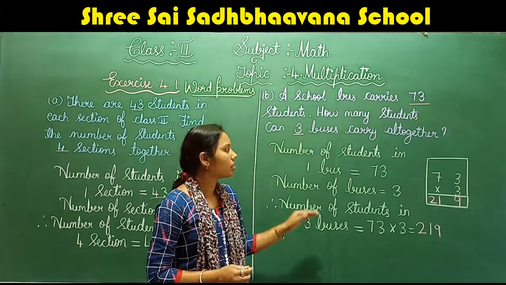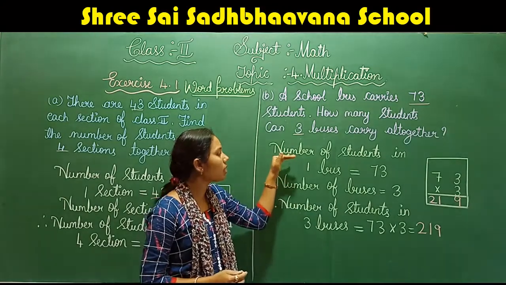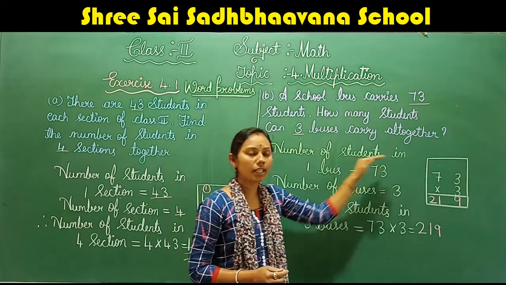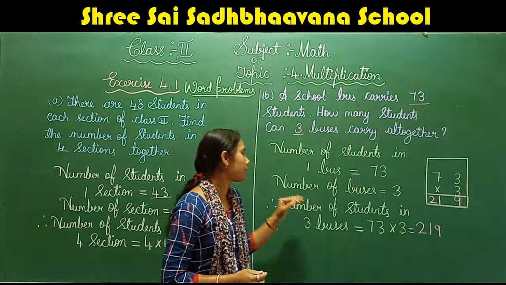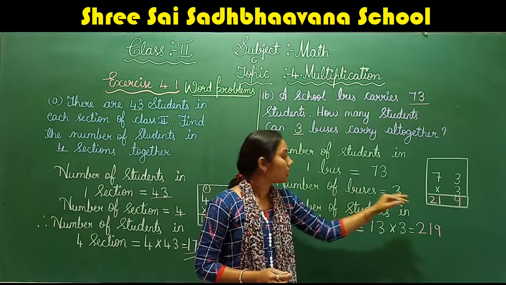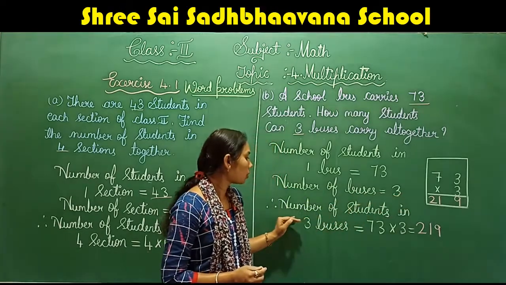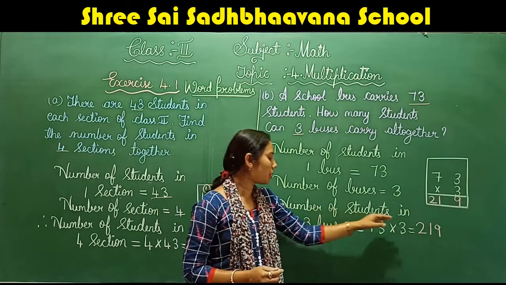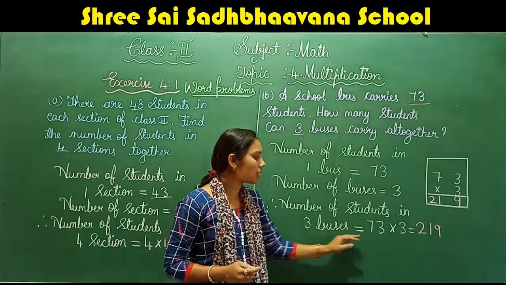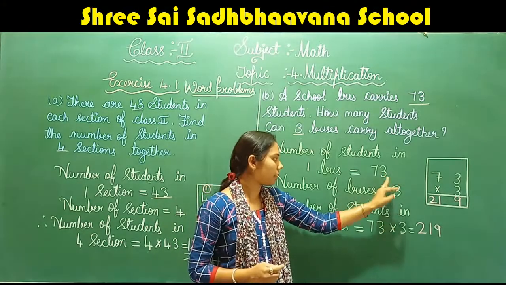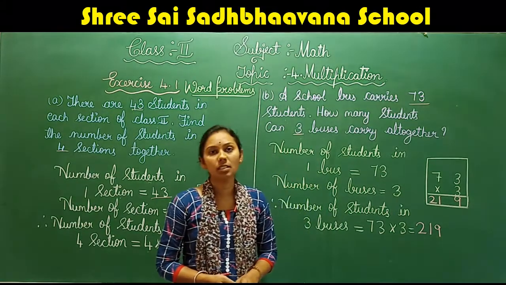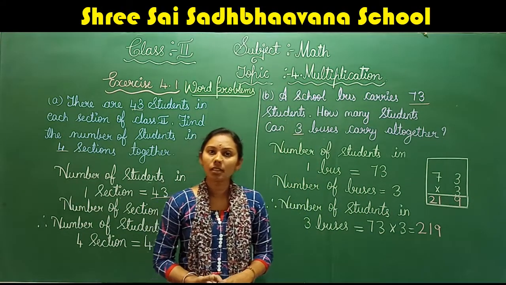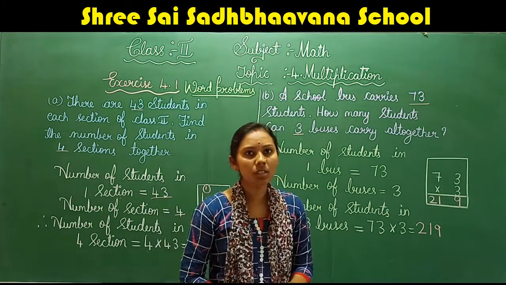219. Understood, children? So, how to write this? Number of students in 1 bus, that is 73 students. Number of buses, 3 buses. So therefore, number of students in 3 buses is equal to 73 into 3, that is 219. Okay, I hope you understood, children.